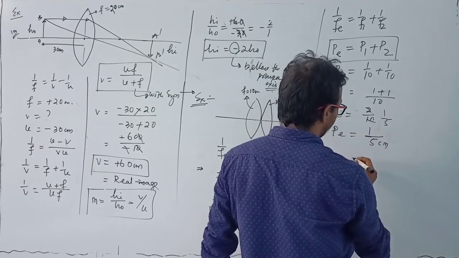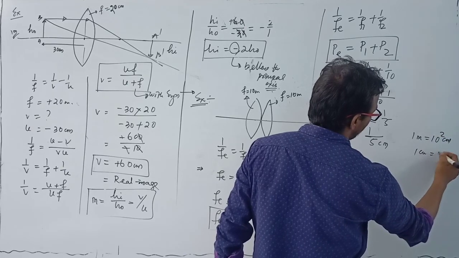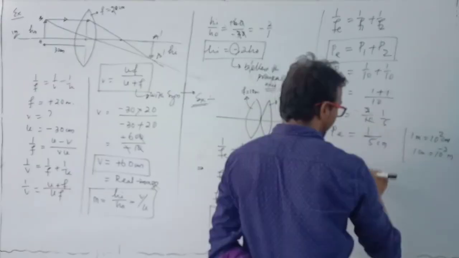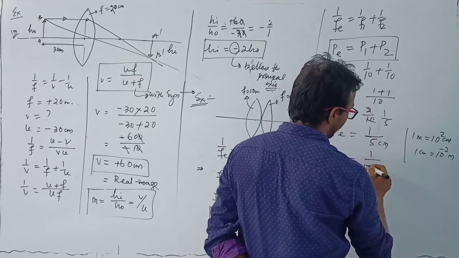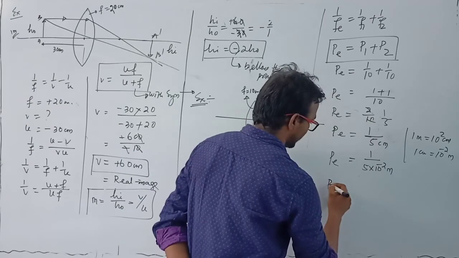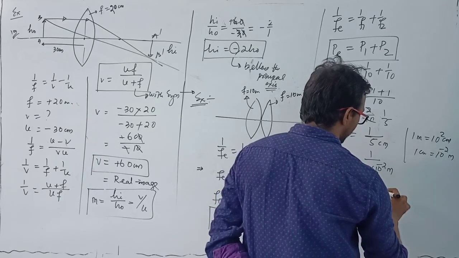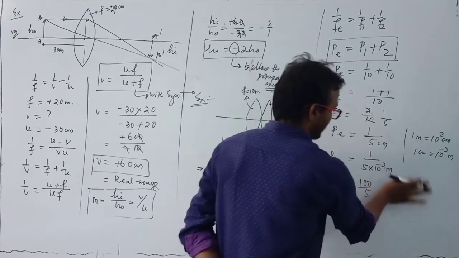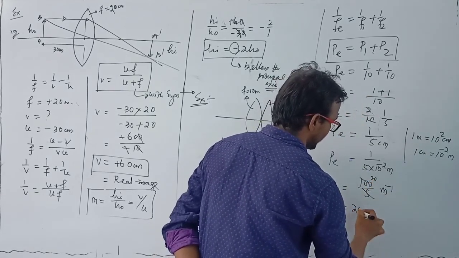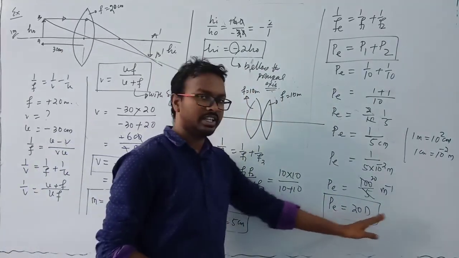Now we have to find power in diopter, so you can write 1 meter equal to 10 to the power 2 centimeter, or 1 centimeter equal to 10 to the minus 2 meter. By using this concept, the equivalent power can be written as 1 by 5 into 10 to the power minus 2 meter. Clear? And the power is equal to 100 by 5, and the unit is diopter, because this is meter to the minus 1, and P equal to 20 diopter here. So the equivalent power of this combination is equal to 20 diopter.